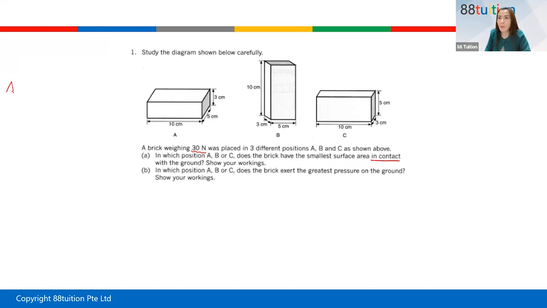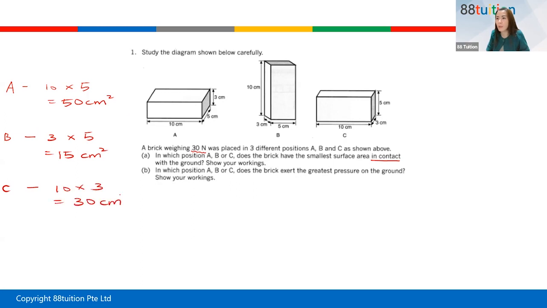So if I calculate for position A, it's 10 times 5, very straightforward. Okay, and then position B, the area will be 3 times 5, and that will be 15. And then for position C, 10 times 3, and we have 30.